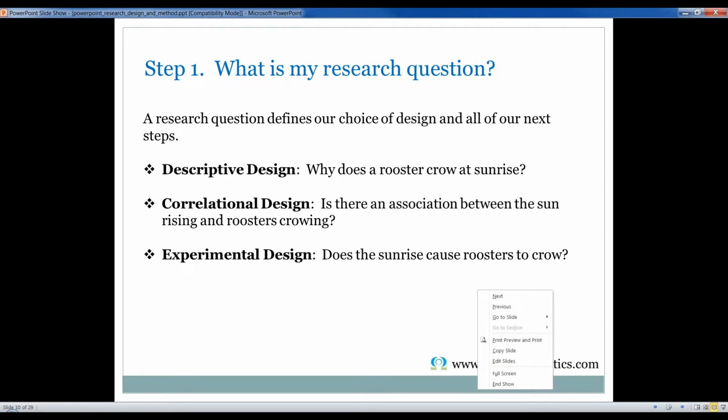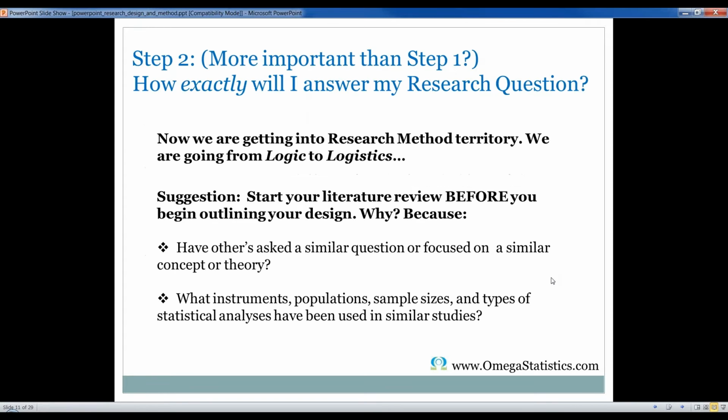Depending on our different designs, here are some different ways we could ask our question. If we're doing a descriptive design, we're going to do maybe a qualitative kind of method. So, why does a rooster crow at sunrise? We want to get some in-depth information on why that rooster is crowing at sunrise. Correlational design, we would ask, is there an association between the sun rising and roosters crowing? Is there something going on there that there's an association? Experimental design would be, does the sunrise cause roosters to crow? As you can see, there's a little bit of a difference there, and you'll see how we set them up according to the questions.